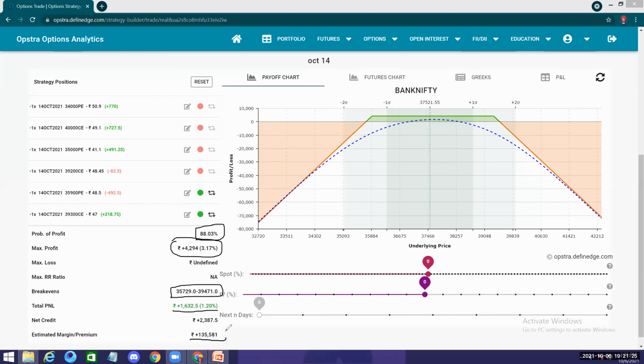And the capital deployed has only marginally increased, by 18,000 rupees. So if I'm right in the center of this payoff graph, I'm most likely going to pocket this whole money. So my chance of winning the trade is nearly 89%, which is pretty good.